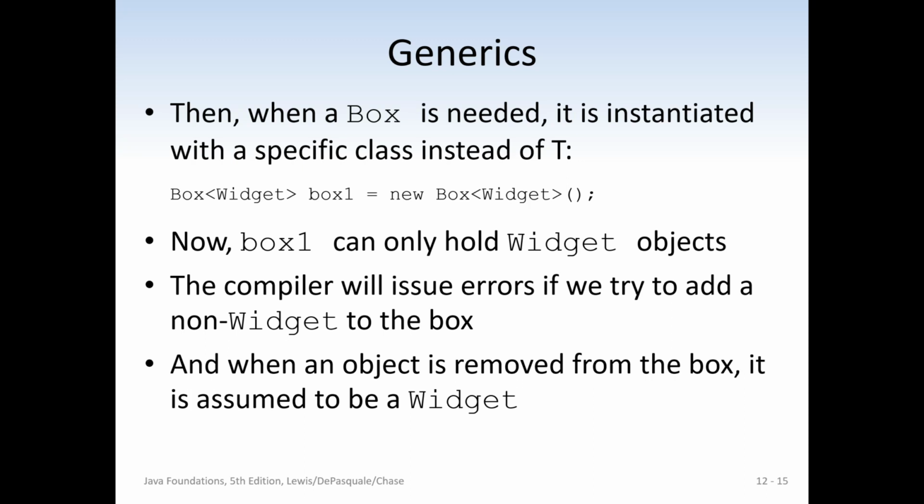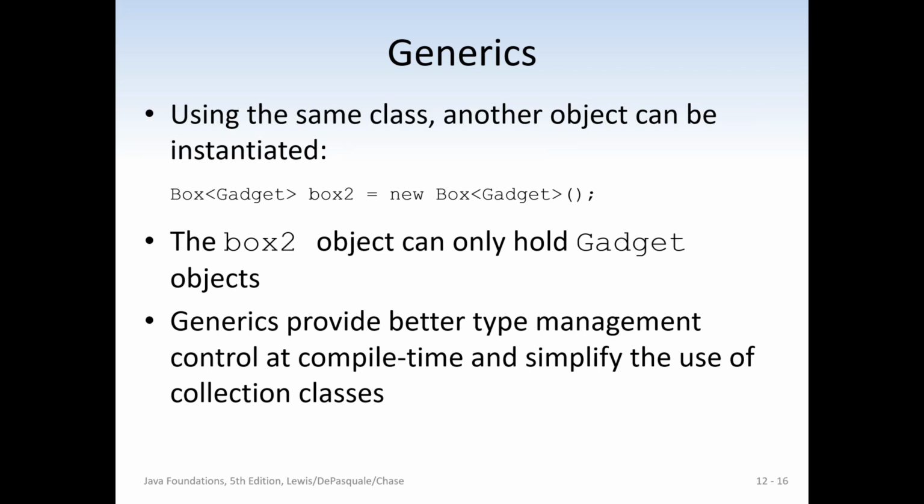Now underneath, what is Java doing for you? Who knows? But we don't have to worry about this, right? The language enforces it. In fact, you can do it in the analysis stage. It doesn't happen at runtime. But using the same class, another object can be instantiated. So in this case, we could put a box with a gadget inside, and we could say this is a gadget. So now the box2 object can only hold gadgets. They're the same generic type, but the specific instance of this is specialized to hold gadgets, right?